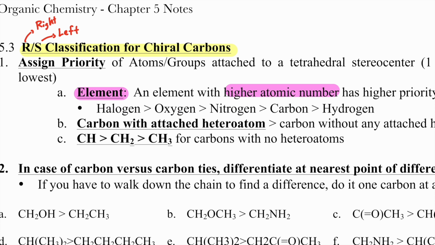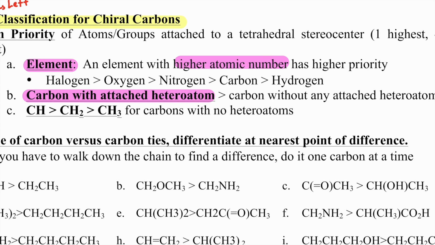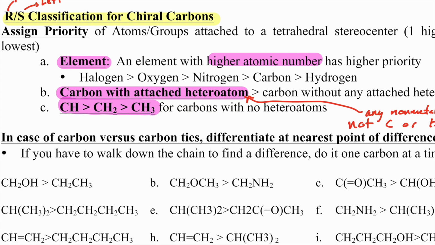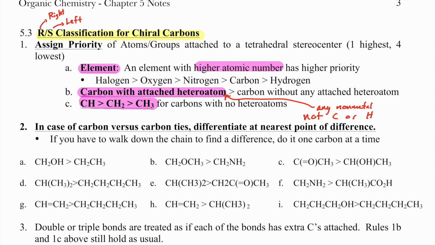Second one is carbon with an attached heteroatom. All right, so it has a carbon already attached to your chiral carbon, but that carbon has a heteroatom on it. And a heteroatom is any non-metal, not carbon or hydrogen. And then lastly, if it's just carbons with hydrogens, then what we're going to be doing is, if the carbon has more hydrogens or the most, that is the priority. Okay? So that is how we're going to do this.